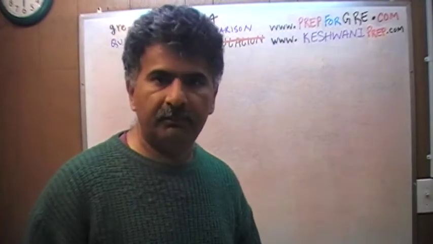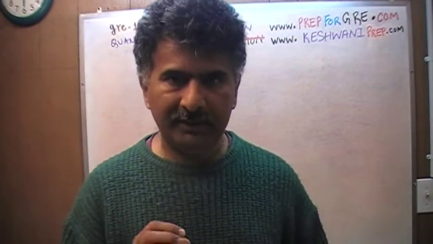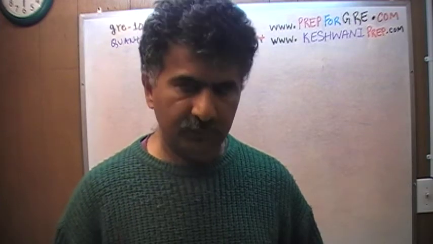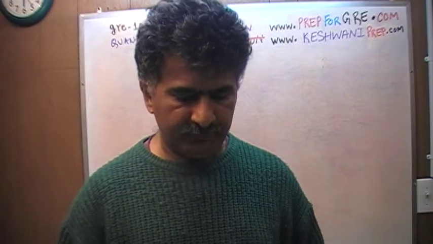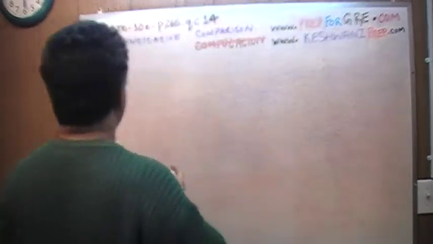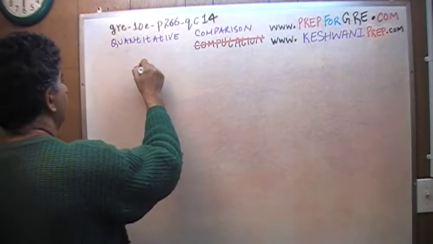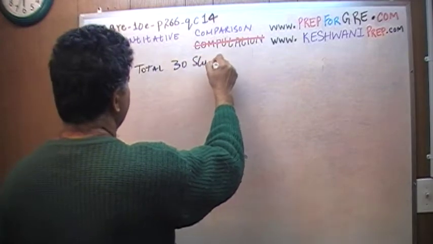Make sure that you have the book in front of you. Read the problem with me. Don't depend on my reading the problem to you. You have to have the book in front of you and follow me. It says in the history class that consists of 30 students. All right. So I'm going to make a note of it, that I have a total 30 students.